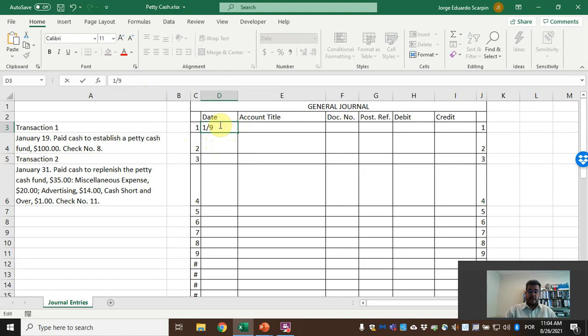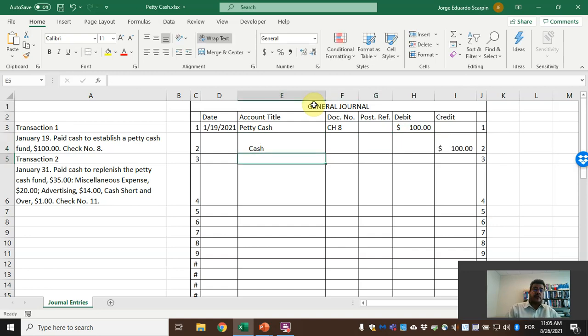Okay, 1/19. So January 19th. Account title, debit, petty cash. Document number, check number 8 or CH number 8. Debit, $100. And what is the credit? The credit is cash, credit $100.